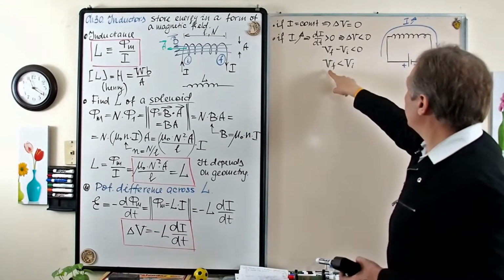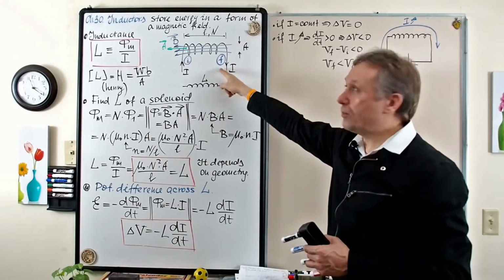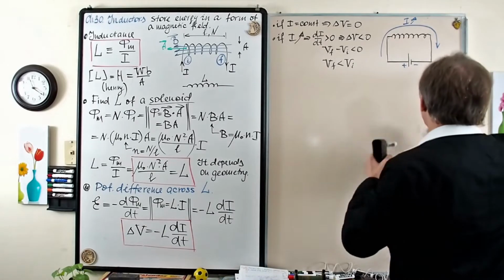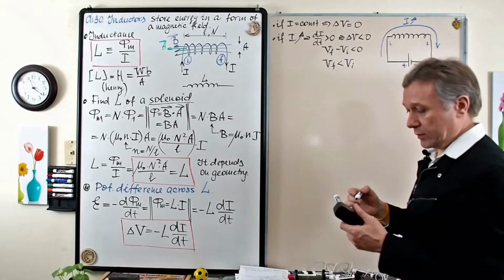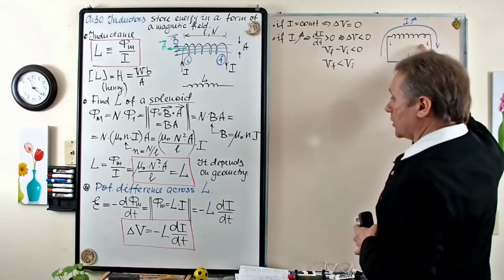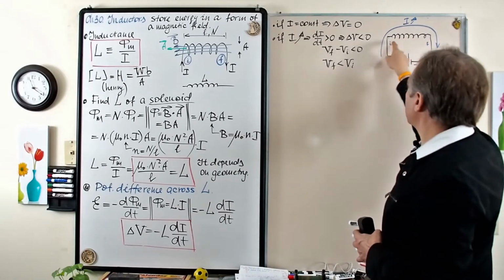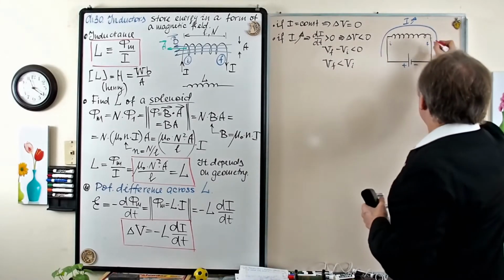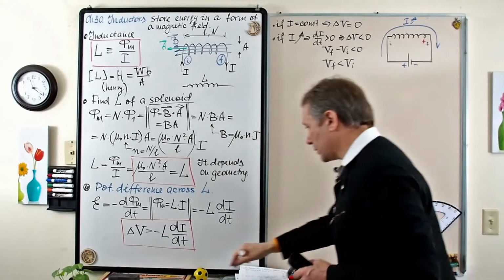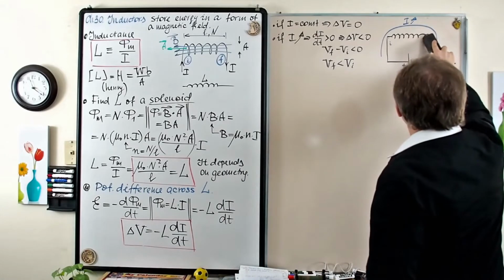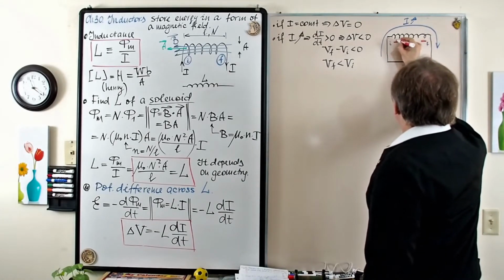So again, V final is smaller than V initial. Again, you remember which point is final? The place where the current exits. So that is our final point, and that is our initial point. And the electric potential at this point is smaller than the electric potential at this point. So I can draw something like this. Over here we're going to have plus, smaller, there should be minus. So I can draw it here minus and here plus.